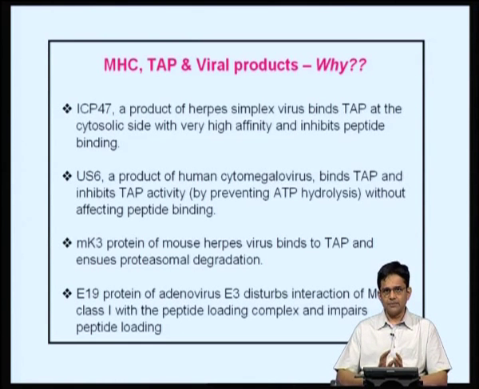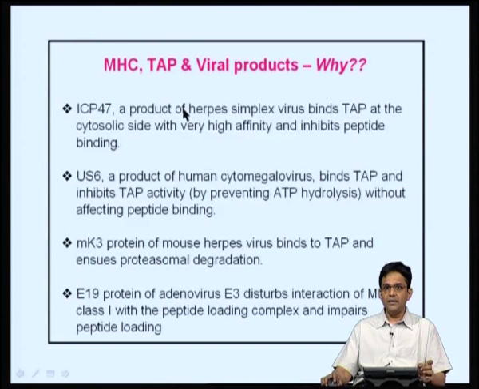So, again that is something that you should try and understand. So, I will give you some examples. ICP47 is actually encoded by the herpes simplex virus, and it binds to TAP on the cytosolic side and inhibits peptide binding. On the other hand, US6 is a product of the human cytomegalovirus, and it binds TAP and inhibits TAP activity by preventing ATP hydrolysis without affecting peptide binding.